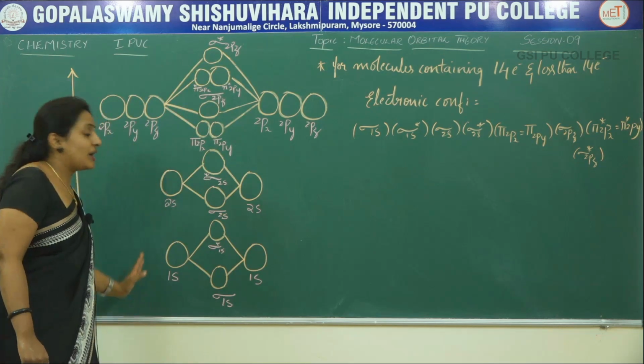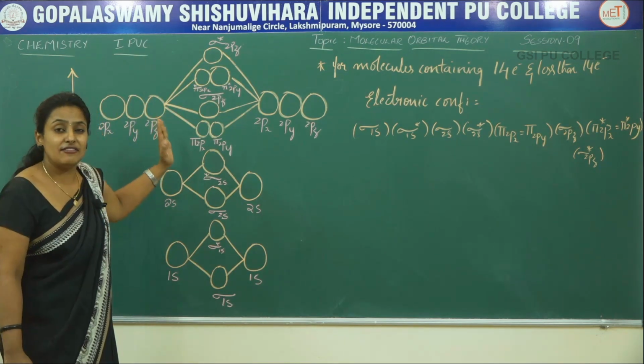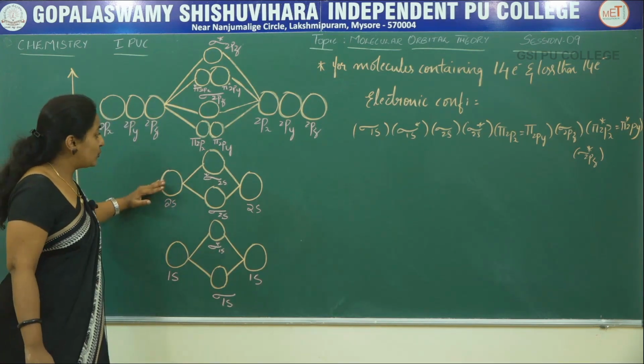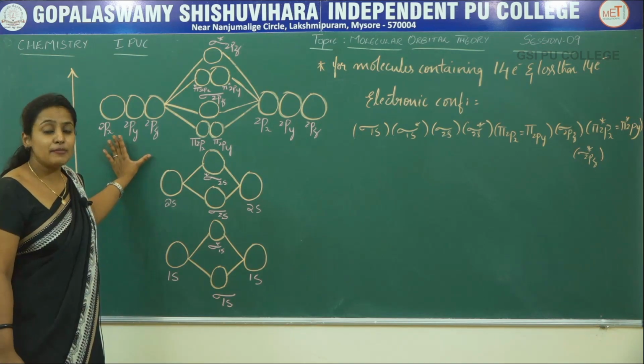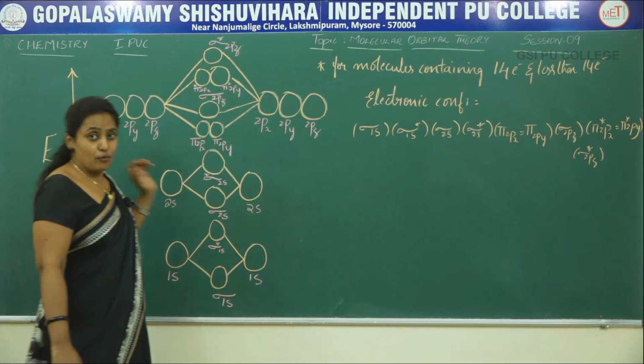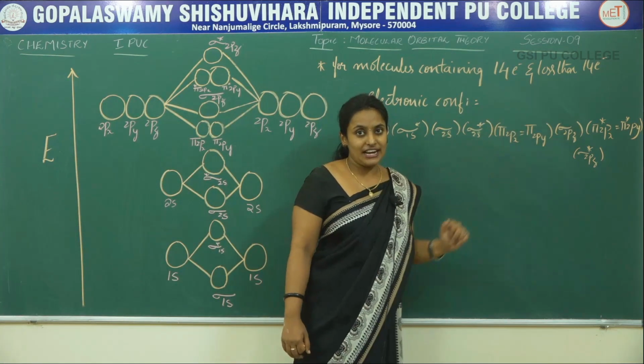This is how we write the molecular orbital diagram, that is the energy level diagram, in increasing order. First 1s, then 2s, then px, py, pz orbitals. This is the energy level diagram for molecules having 14 electrons or less than 14 electrons.